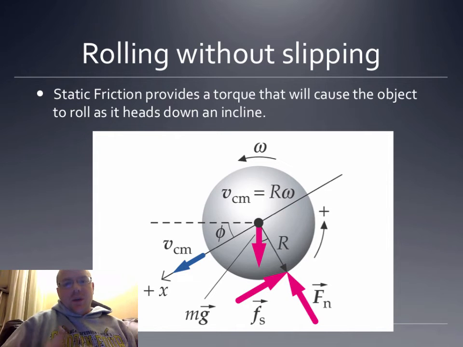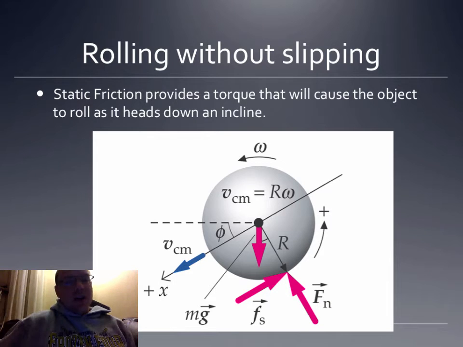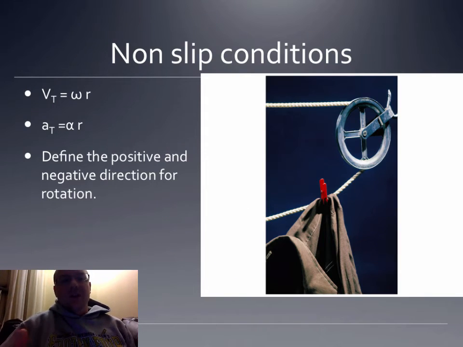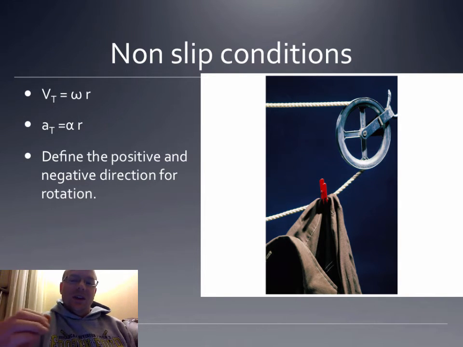And the last idea we want to talk about here is this idea of rolling without slipping. We talked about the non-slip conditions, and in terms of our non-slip conditions, when an object is rolling without slipping, that means it's in contact, the bottom of the wheel is spinning, or in this case the rope is in contact and not slipping over top of the pulley.